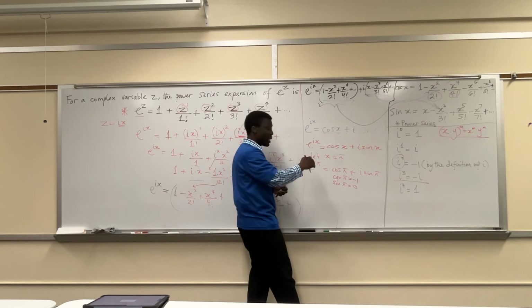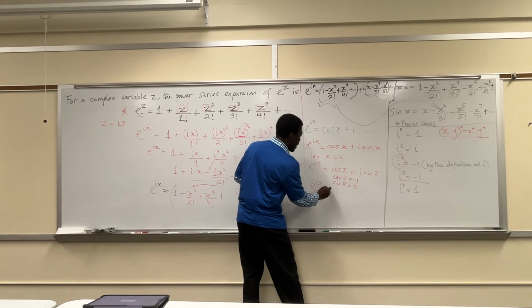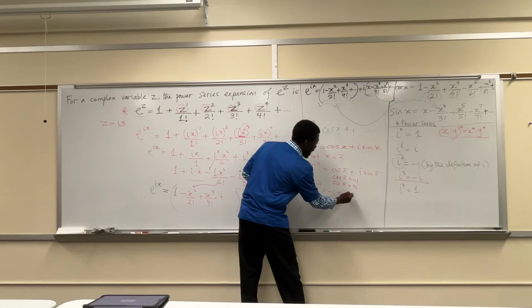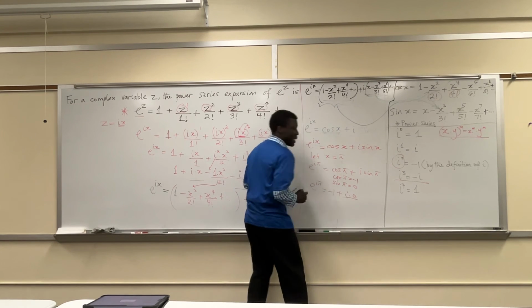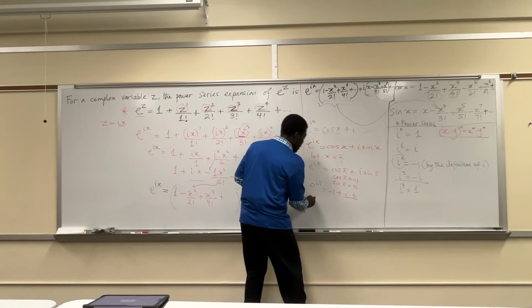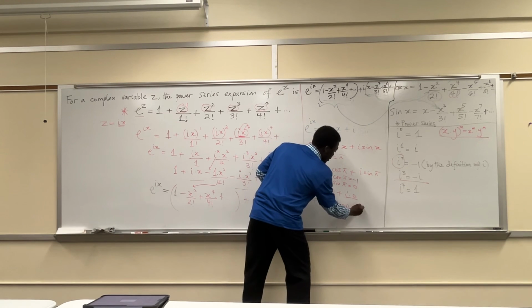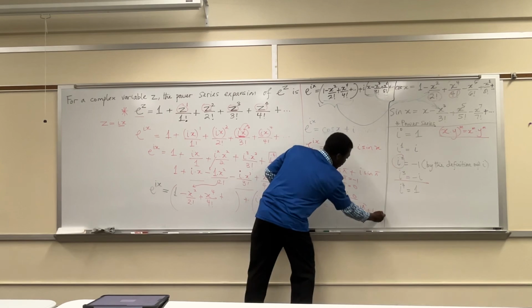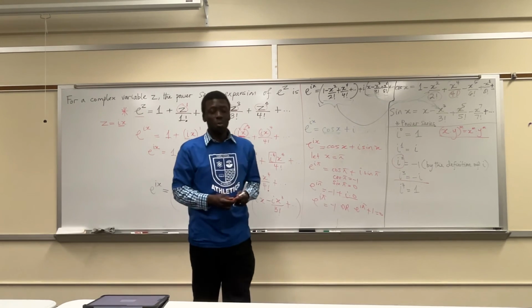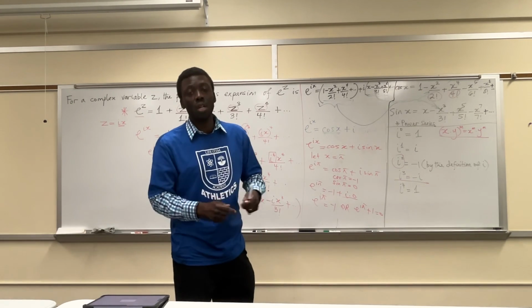So now let's substitute that back in. e to the i pi is equal to -1 plus i times 0. Anything times 0 is 0. So e to the i pi is equal to -1, or e to the i pi plus 1 is equal to 0. That's the proof for Euler's identity, the most beautiful equation in mathematics.